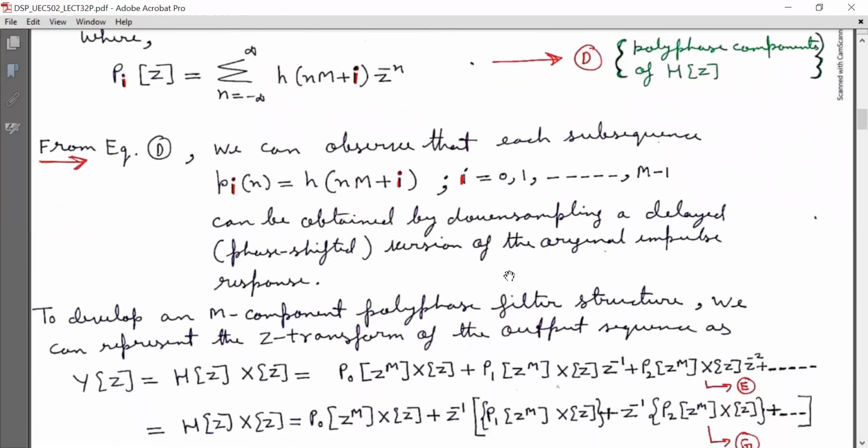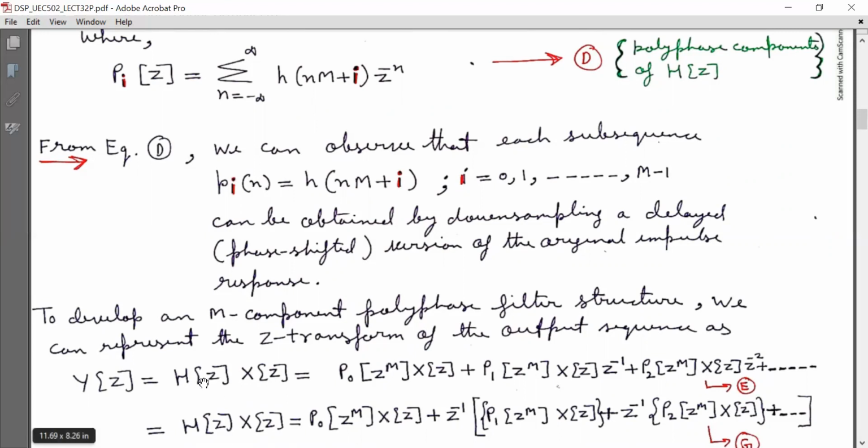Now to develop an M component polyphase filter structure, we can represent the Z transform of the output sequence as Y(Z) is equal to H(Z) into X(Z). So if the input to the filter is x(n), its Z transform is X(Z). The system function of the filter is H(Z). Now the output will be Y(Z) is equal to H(Z) into X(Z). This is what we have done in earlier lectures also.